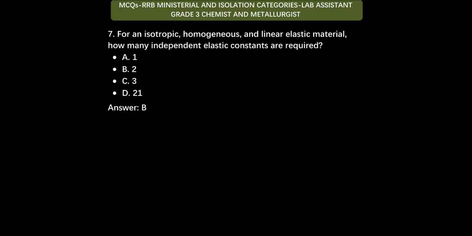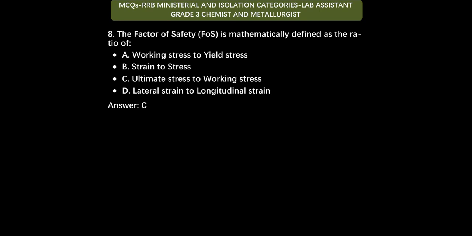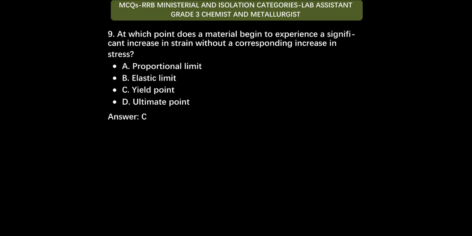For an isotropic, homogeneous, and linear elastic material, how many independent elastic constants are required? Option B, 2. The factor of safety is mathematically defined as the ratio of option C, ultimate stress to working stress.